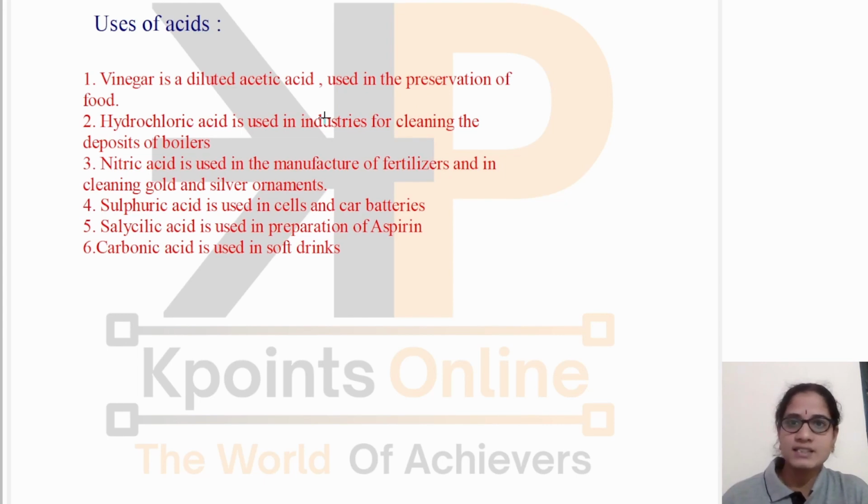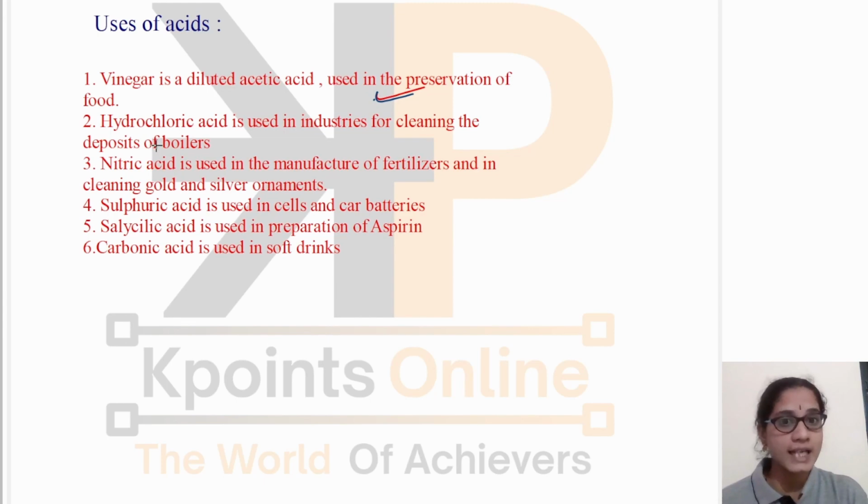As we have already studied, acids are present in many foods that we eat, like lemon, and in citrus fruits like oranges, there is a presence of acid, that is citric acid. Vinegar is a diluted acetic acid. It is used in the preservation of food, and it also enhances the taste of food. In fast food restaurants, vinegar is usually added in order to enhance the taste of the food.